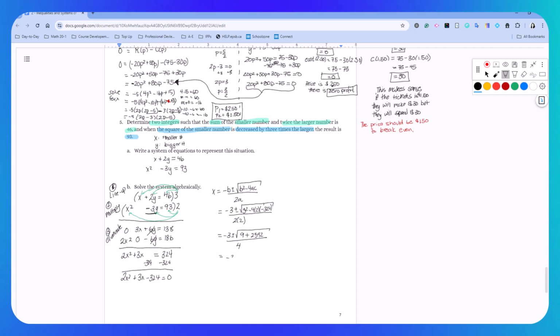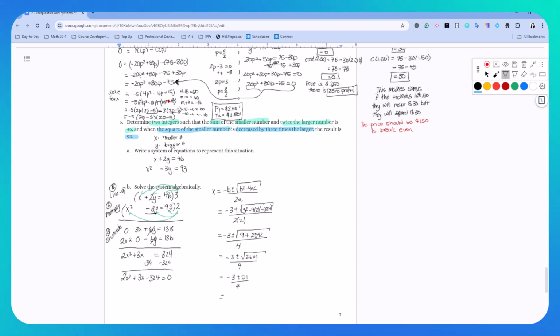Now this is going to give us negative 3 plus or minus the square root of 9 plus 2,592. That gives us 2601. And you're probably thinking, oh, terrible number for square rooting. But it's not. This one actually equals negative 3 plus or minus 51. Surprise, it came out really nice. So this could be factored, just wouldn't have been fun.